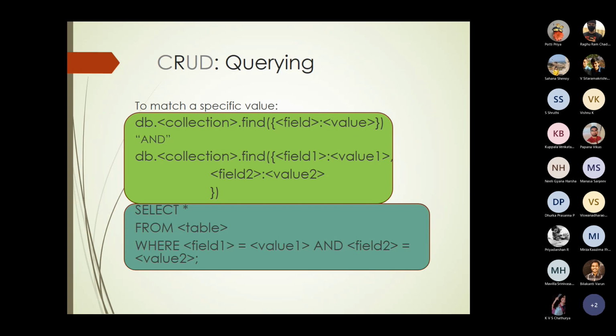The first one is the normal operation, one field and one value pair. The second one is using AND, binding things. So that's about the querying thing. Please note that and note down the corresponding RDBMS also, that will help you to understand it quickly.